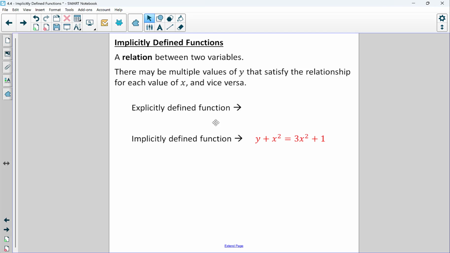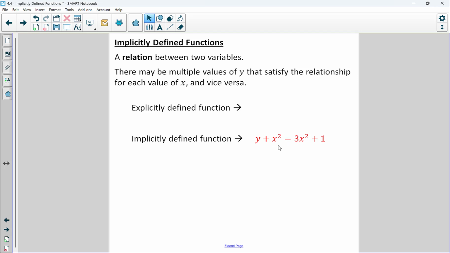Now, to add the qualifier of implicitly and explicitly, that's where we have the idea of rewriting a function in terms of another variable. y equals a function of x, or y equals a function of t, or x equals a function of r. So if we can get a single variable defined on one side of the equation, then we would say that it is explicitly defined. Here we have an implicitly defined function where, again, all bets are off. It doesn't really matter if it's a single variable by itself. Variables are all mixed together, doesn't really matter.